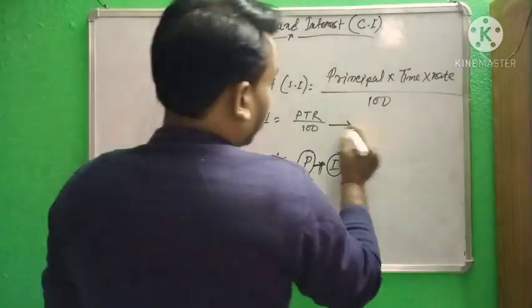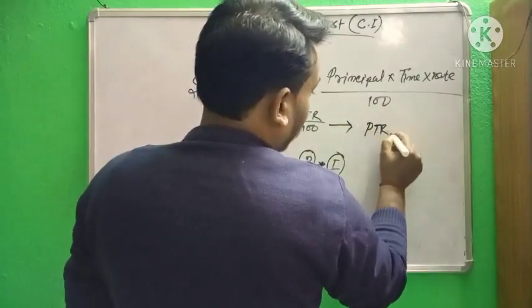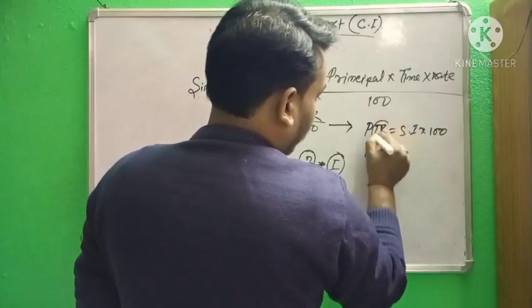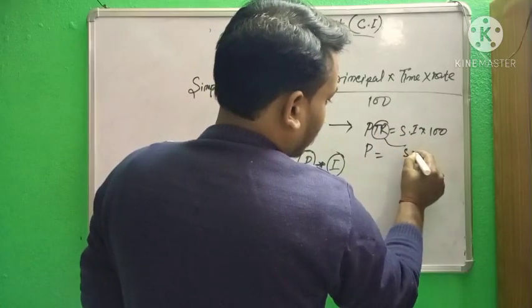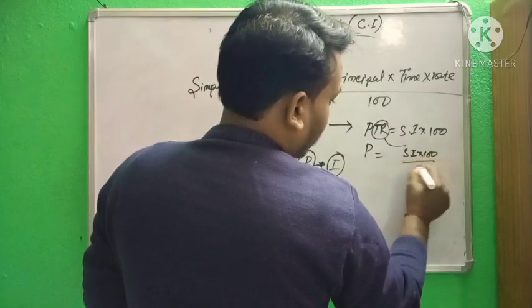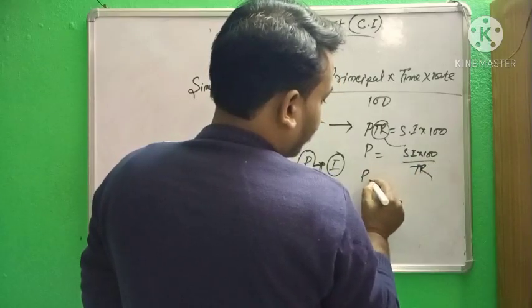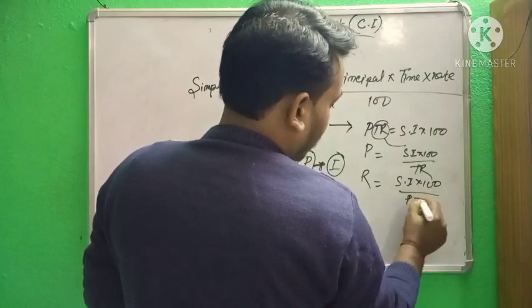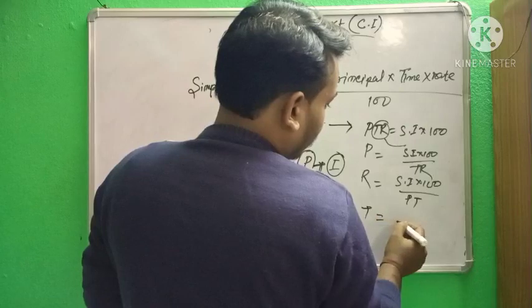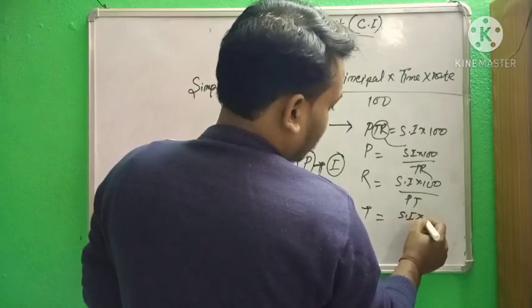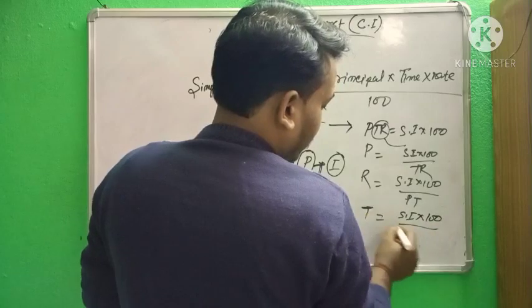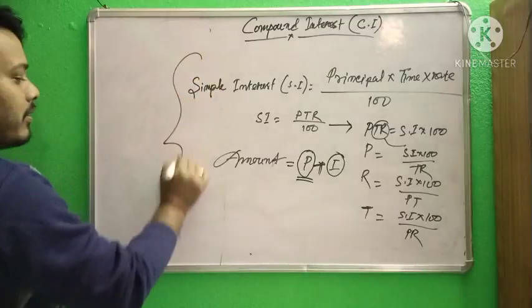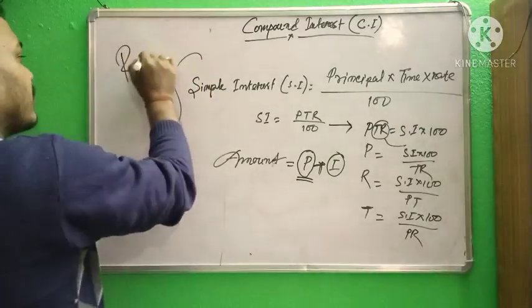If we cross multiply, PTR equals SI into 100. So from here, T equals SI into 100 by PR, R equals SI into 100 by PT, and P equals SI into 100 by TR. These are the formulas which we already learned in class 7. Okay.